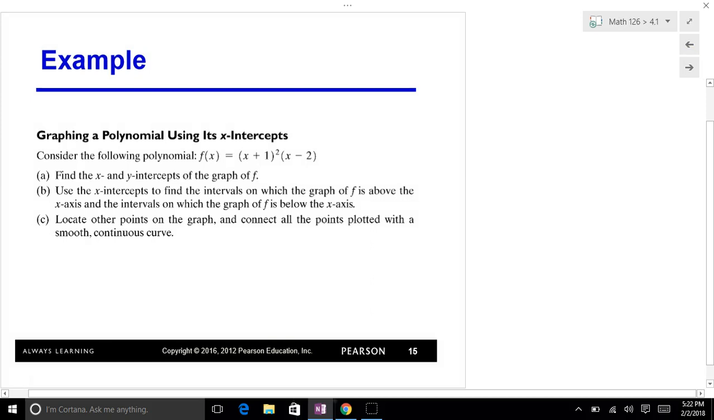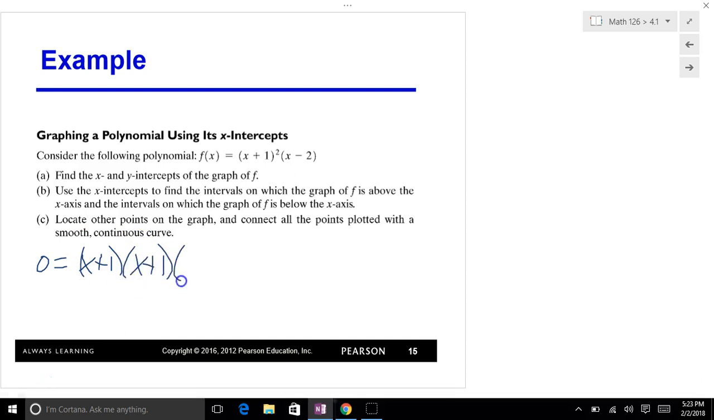Alright, so let's look at this polynomial function. You've got (x plus 1) quantity squared times (x minus 2). Find the x- and y-intercepts of the graph of f. So let's find our x-intercepts by letting y be 0 first. We've got (x plus 1) squared, so we've got 2 of these, times (x minus 2). Okay, so take each factor, say it equals 0, so x equals negative 1. I've got another x equals negative 1, and then I've got x equals 2.